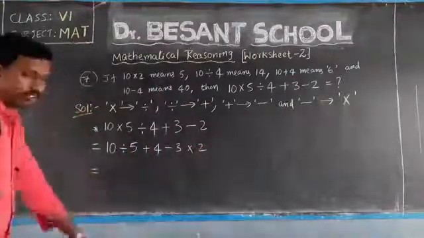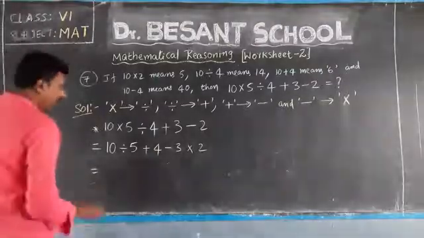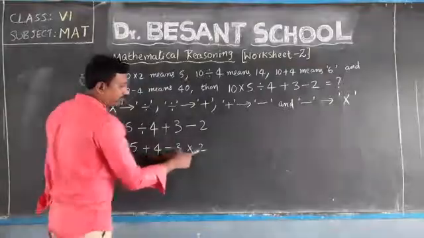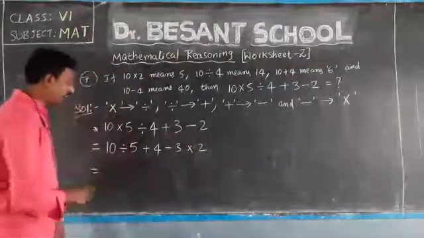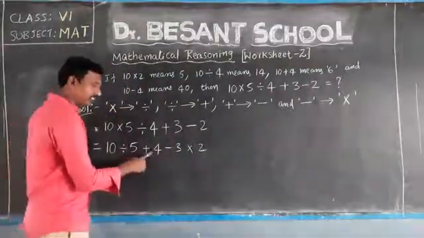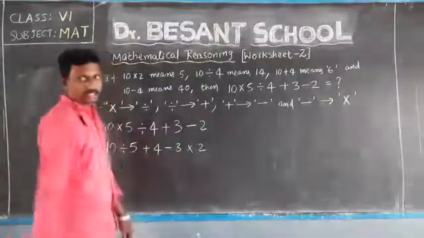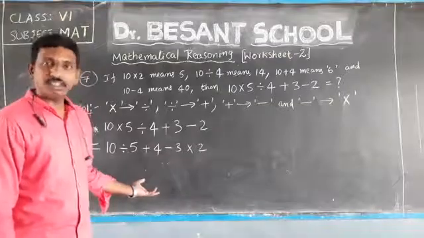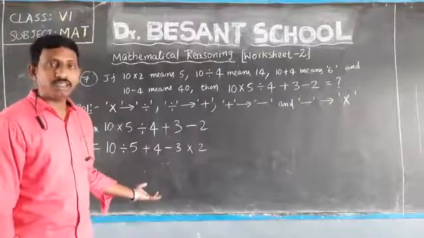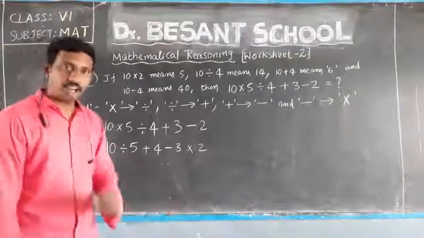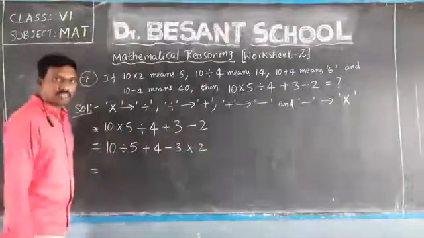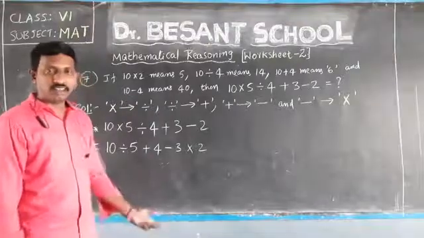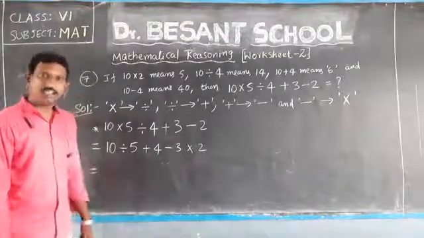Okay, my dear students. Now let's check this problem. So 10 divided by 5 plus 4 minus 3 into 2. Now if we check carefully, here we have division, addition, subtraction and multiplication. So which rule is to be followed in simplification of this one? DMAS rule is to be followed. In DMAS rule, D stands for division, M stands for multiplication, A stands for addition, S stands for subtraction.